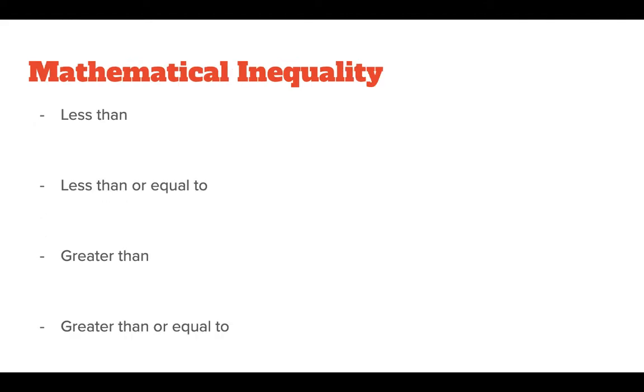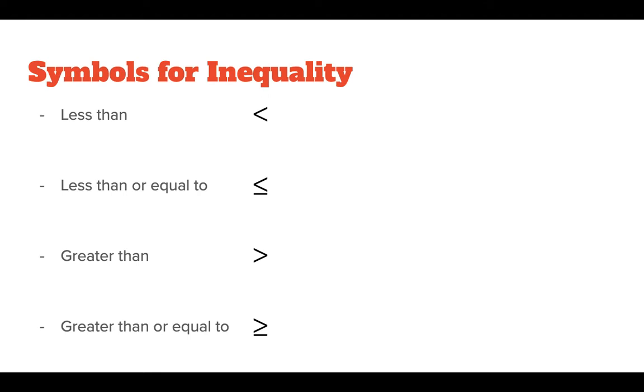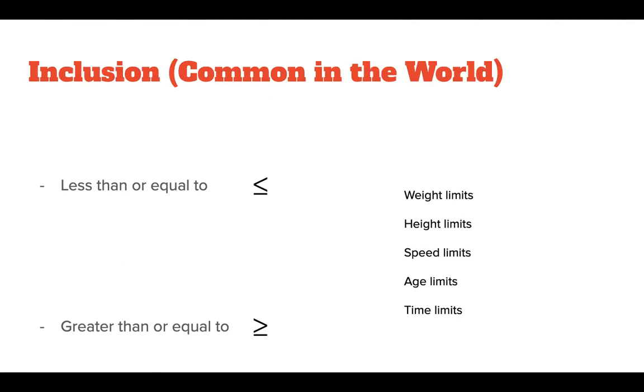And if we look at the four main ones we're going to use in math, we have less than or equal to, greater than or equal to. And here are the symbols that represent each of those things. Now, if we're looking at the real world, we're going to have a lot of inclusive statements. Inclusion means that there's an equal to part. It means the number can be exactly what's stated.